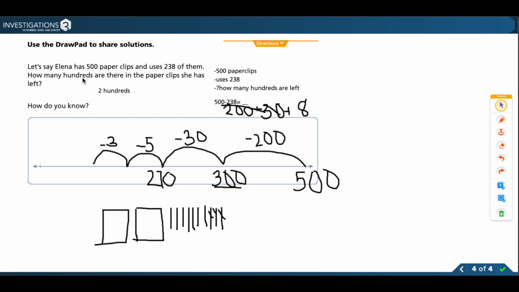The purpose of using these estimation strategies is to help you get an idea of what a reasonable answer is, and then when you're all done, it helps you compare your solution to your estimate and make sure that you're on base and that your answer is reasonable.